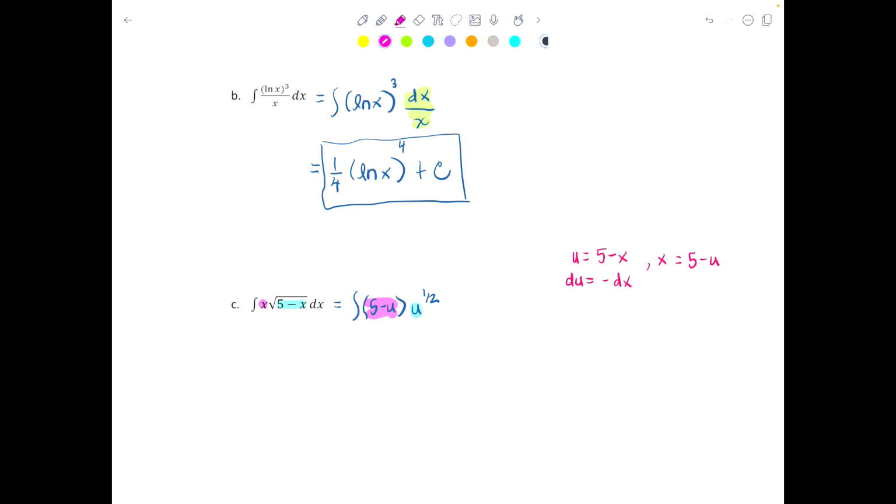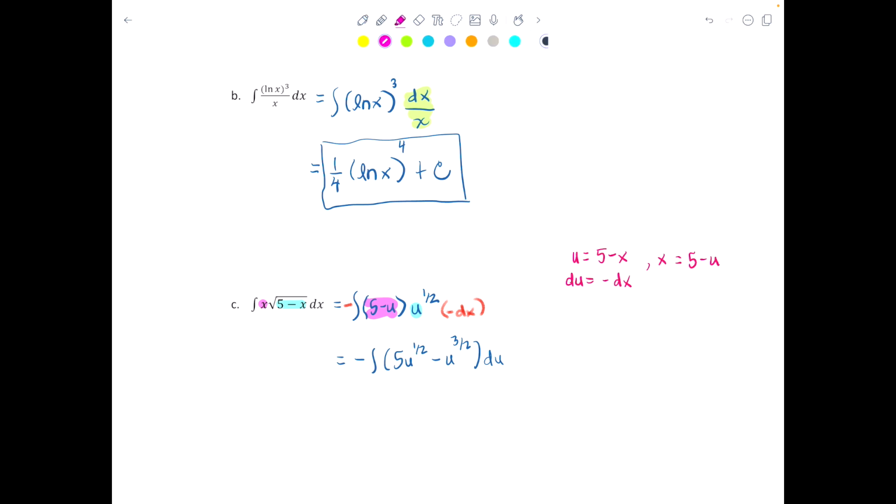I need a negative dx. Are we good with that? So I'm going to put a negative out here to balance out the negative dx that I'm going to use. Groovy? All right. So then we will have, this will be equal to negative integral quantity 5u to the 1/2 minus u to the 3/2 du.